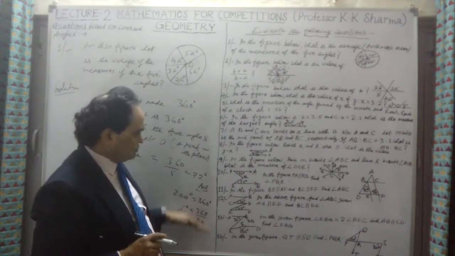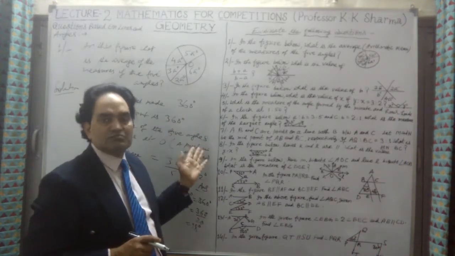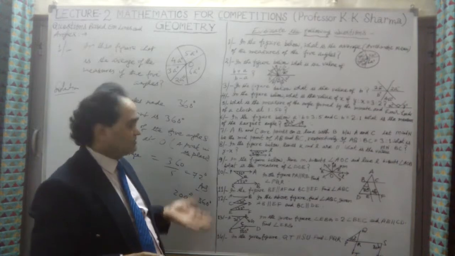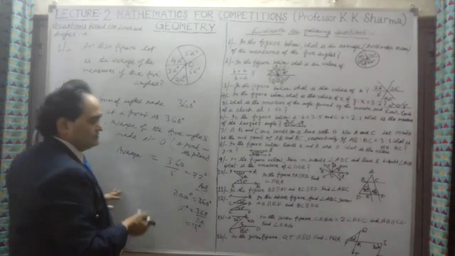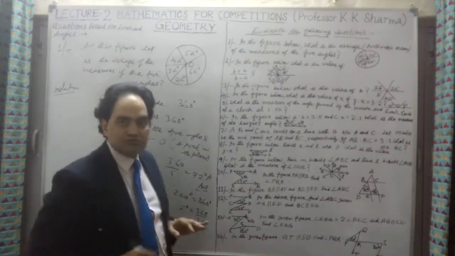So we are not to do all these: find A degree, then find each angle, then sum them. Sum is total 360 degree. We know that. Divide just 360 degree by 5. This is shortcut. This is the answer here. 72 degree is the answer of this question.